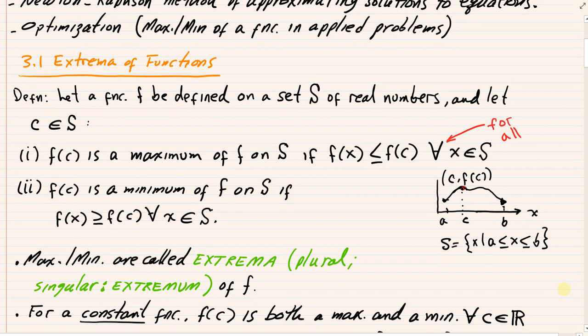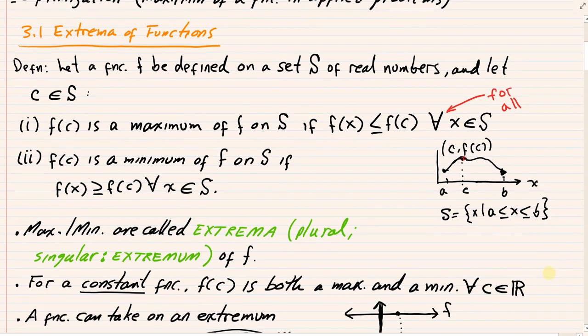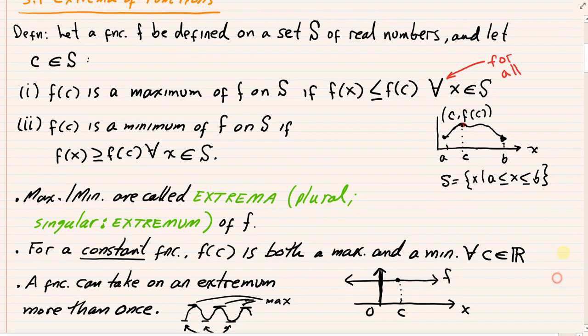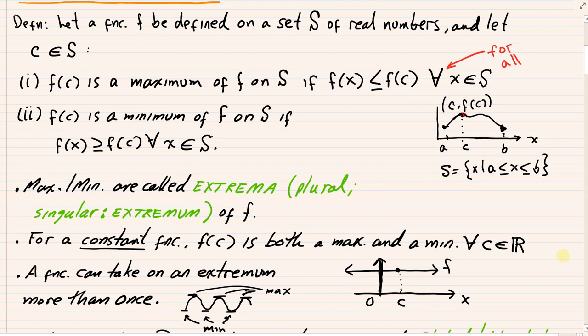Now if we have a constant function, remember, it flat lines. So for constant functions, any point on the graph of the function is going to be a maximum or a minimum, because it flat lines and it satisfies the equal portion of the inequalities above. Okay, so for that reason, a constant function is both max and min at any point. Now, as far as taking on a maximum or a minimum, it is possible for a function to attain the maximum or the minimum at more than 1 point.